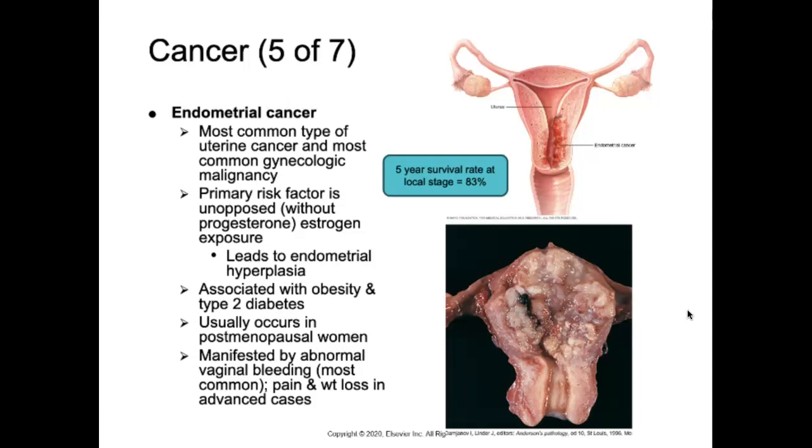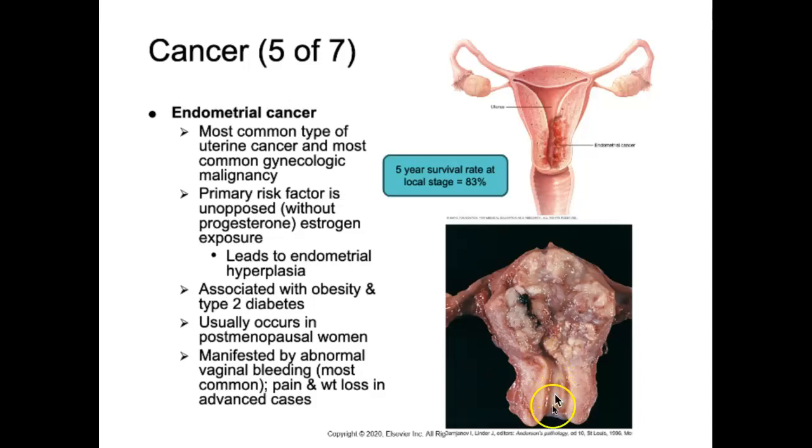And usually they go in to see the doctor because they start to get abnormal vaginal bleeding, which is the most common clinical manifestation. They can also get bleeding in between their menstrual periods or postmenopausal bleeding, depending on where they are in their reproductive years. And they see pain and weight loss in more advanced cases.